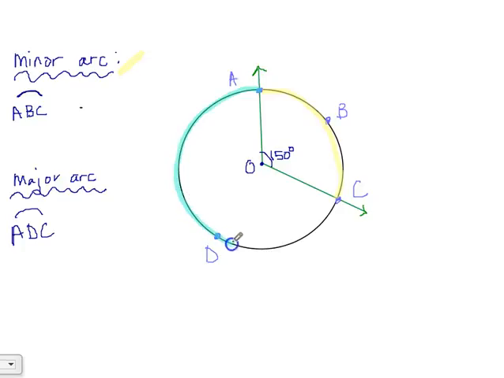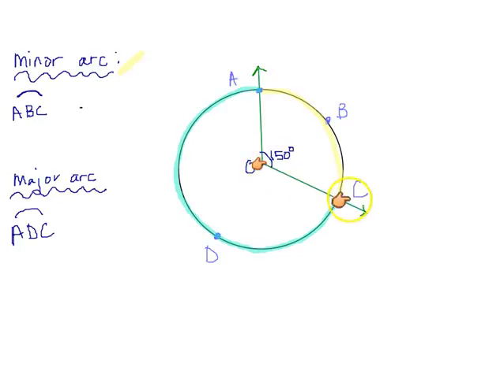The points that are on the exterior would be point D, so that minor arc would be AC, ADC. So I do also have an angle in here. I labeled this angle AOC. It has an angle measurement of 150 degrees.